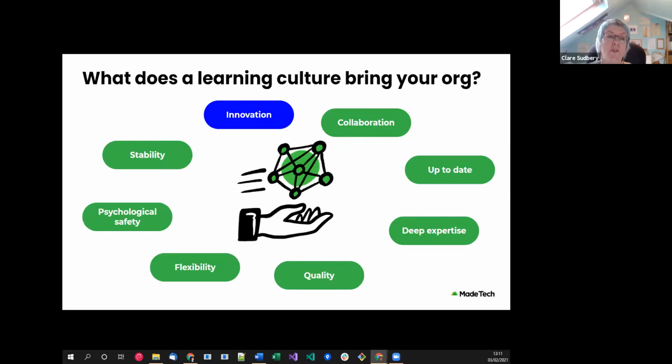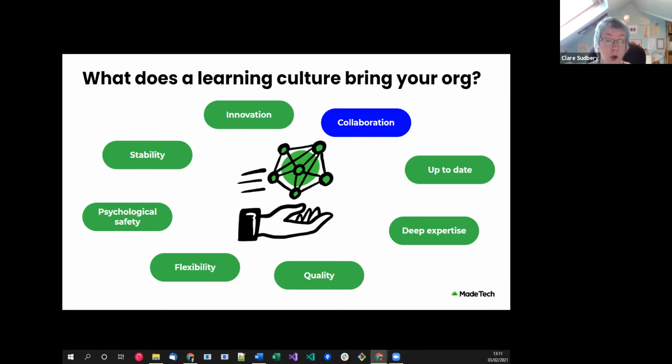So what does a learning culture bring to your organization? If you have a learning culture, then one of the first things that you're going to get is more innovation. Because if you're encouraging people to learn, then you're also encouraging people to experiment. You're encouraging people to take risks. If you're giving people permission to learn, if you're encouraging people to tell you when they don't know things, then you're encouraging innovation.